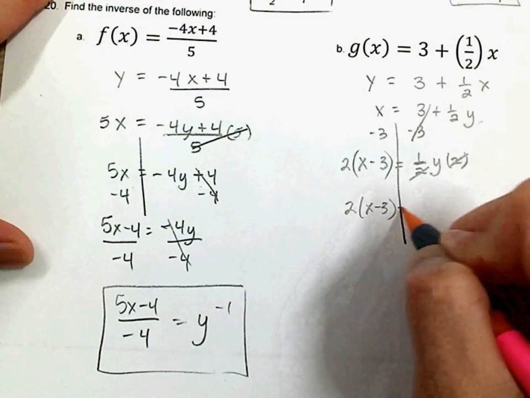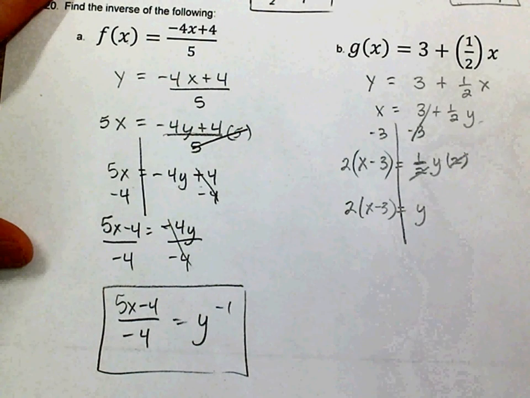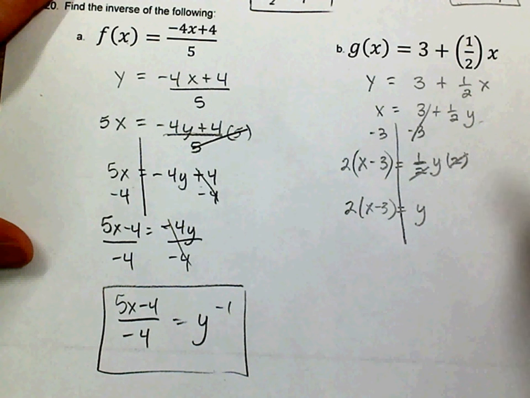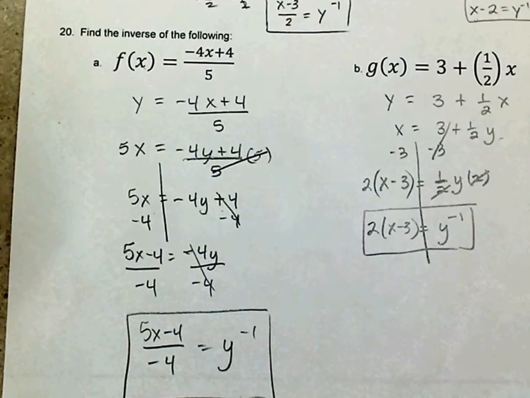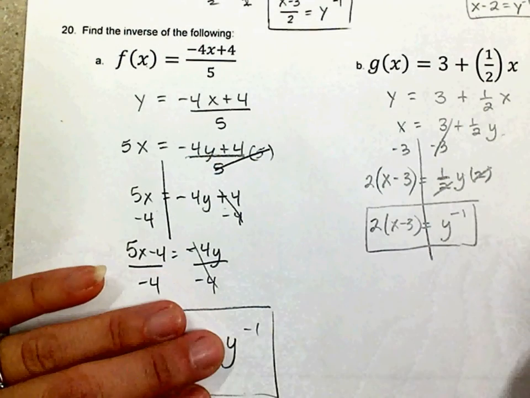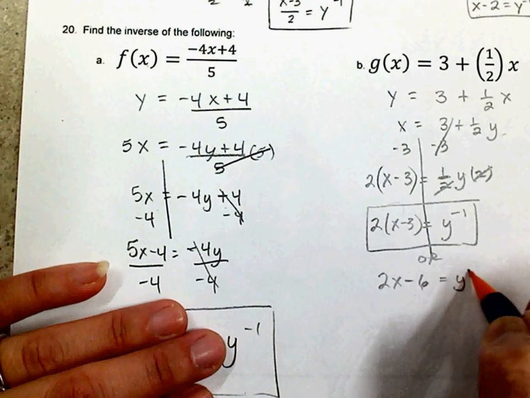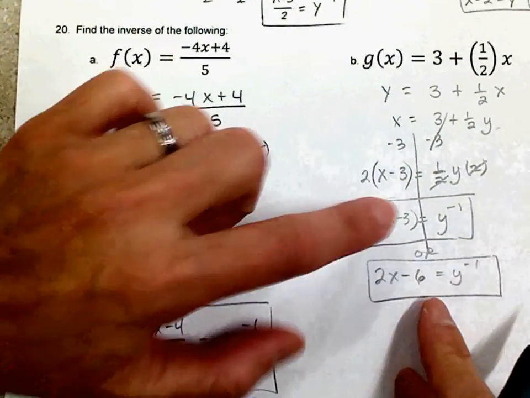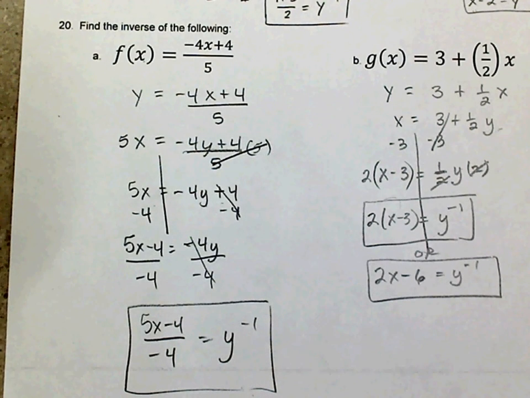Because 1 times y is y. Did I solve for y? Is y by itself? Did I solve for y? Yes. Add your negative 1. You can leave your answers like that, or can I also multiply this out and get 2x minus 6? Are these the same answer? Yes. Okay? They are exactly the same. Any questions so far? All right. That is your topic 2.